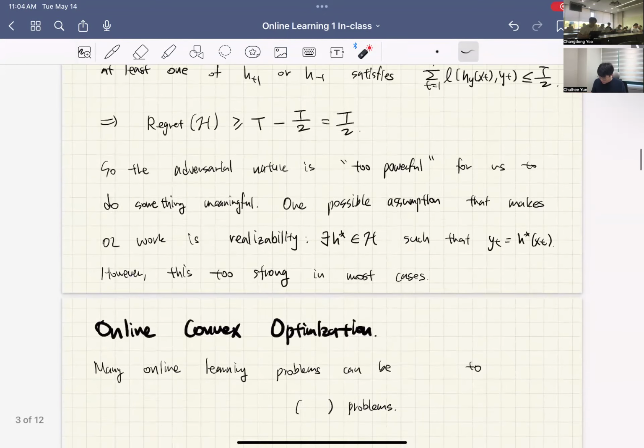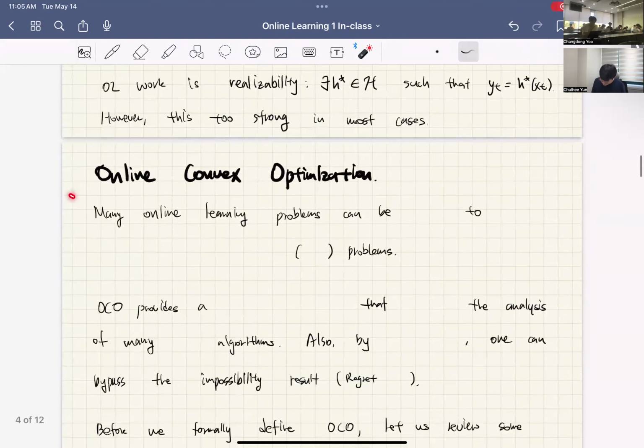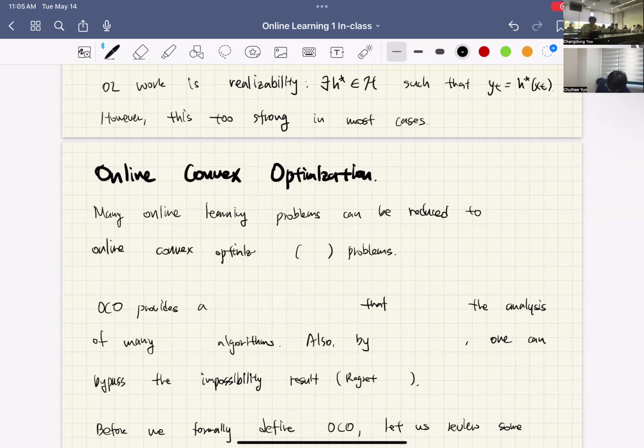Okay, that was a brief recap of perhaps section one of the online learning book that you have been seeing with Professor Yu. Let me now move on to a very interesting setup, which is called online convex optimization. I've been talking about online learning, but why talk about another setup? The motivation is that many online learning problems can be reduced to something called the online convex optimization problem, or I'll abbreviate this as OCO problems.